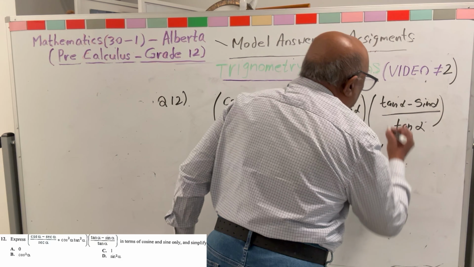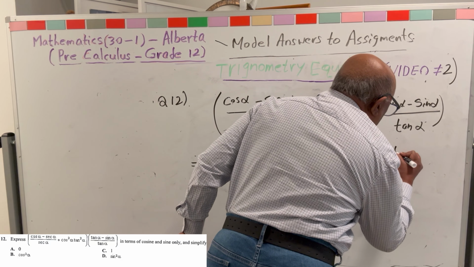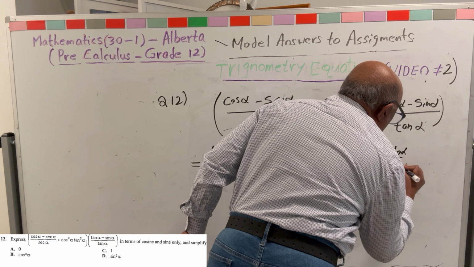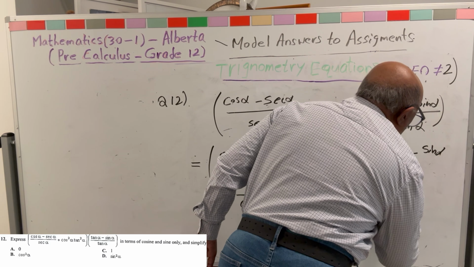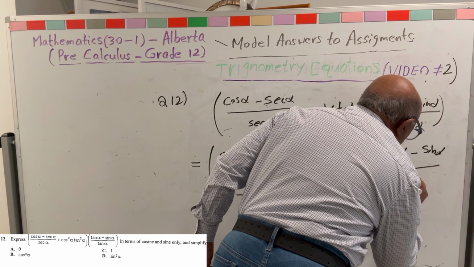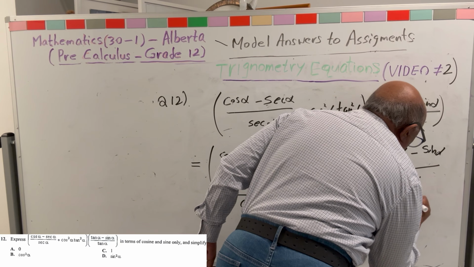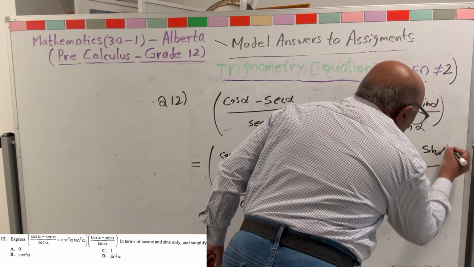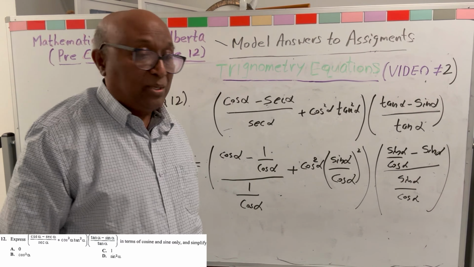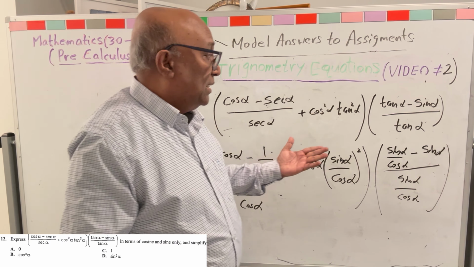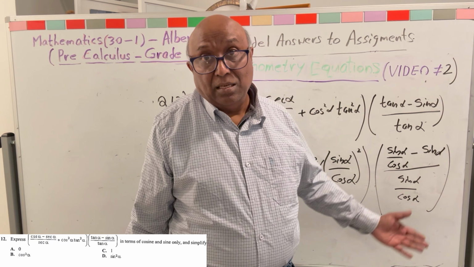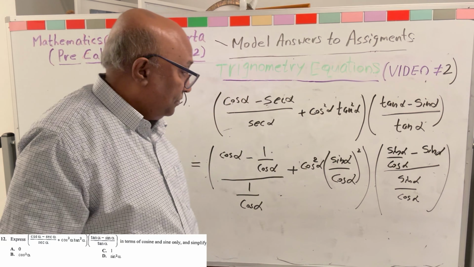Let's write this: sin alpha upon cos alpha minus sin alpha divided by sin alpha upon cos alpha. Actually, we don't have to struggle like this. Let's try to get the answer for the multiple choice question. As the question says, I explain in this way.